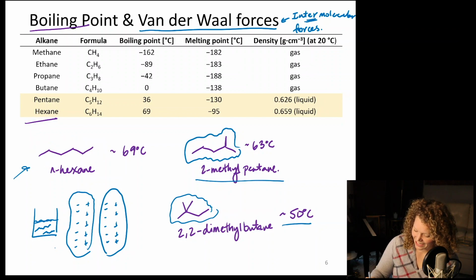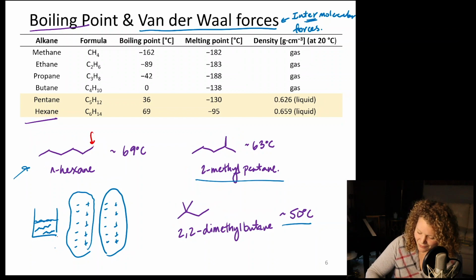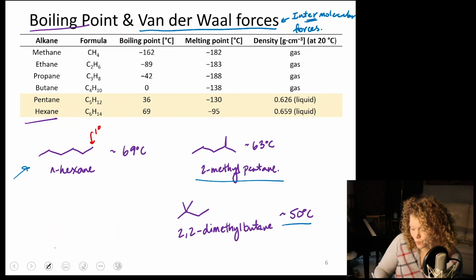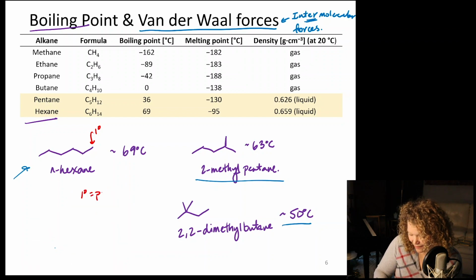There's one other thing I'd like to highlight here. When we have a carbon on this end of this n-hexane, we would consider this a primary carbon. So primary carbons have just one other carbon bound to them.